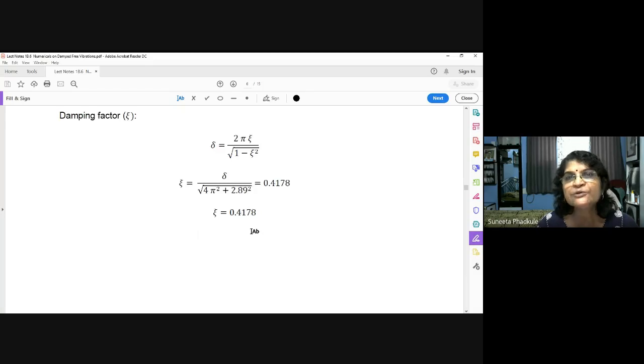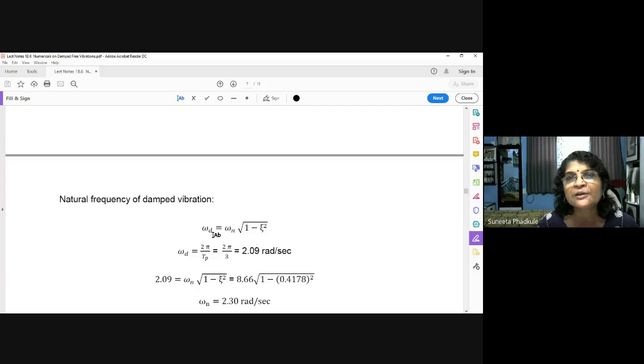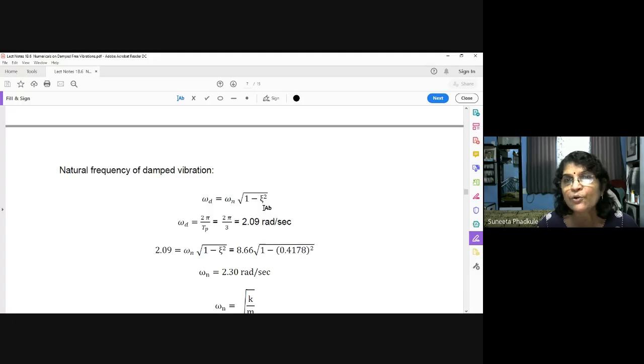Once you get zeta, now you have to find c. Omega d is known to you and zeta is known to you. Why is omega d known? Because omega d is equal to 2 pi upon Td. Here I should have written Td, the time period for damped vibration, meaning the time required to complete one cycle. So omega d is equal to 2 pi upon 3, since it requires 3 seconds to complete one cycle. That comes out to be 2.09 radian per second, that is omega d.